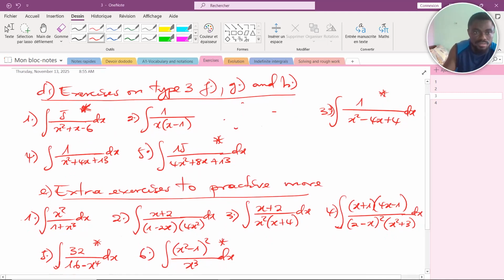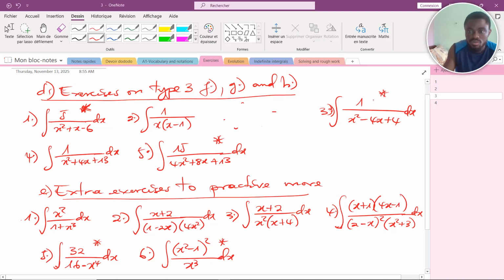These are the exercises on type 3, F, G, and H. These are the exercises that concern that type. These are extra exercises, I just added them for me. My aim here is to see if you've really mastered all that you have been doing from the beginning of this integration of rational functions. Where you see a star, these are the exercises I'll do.